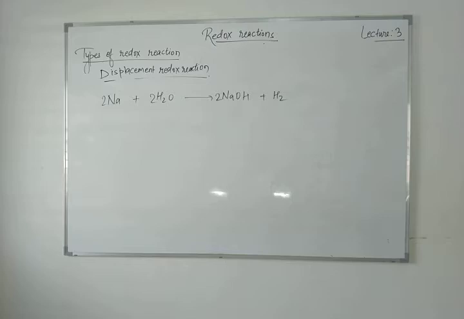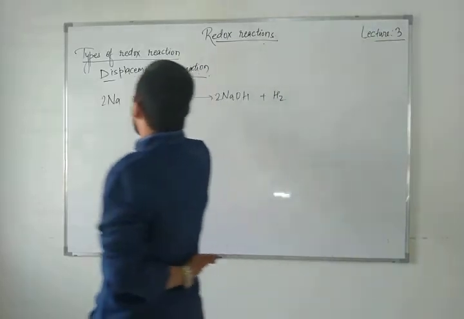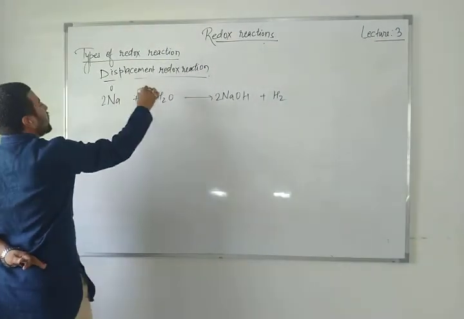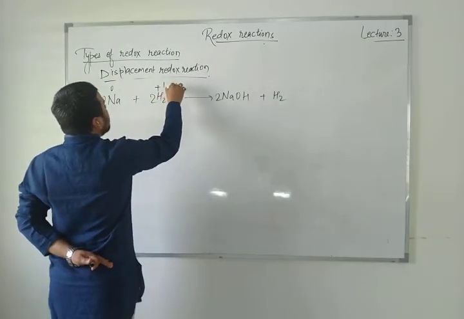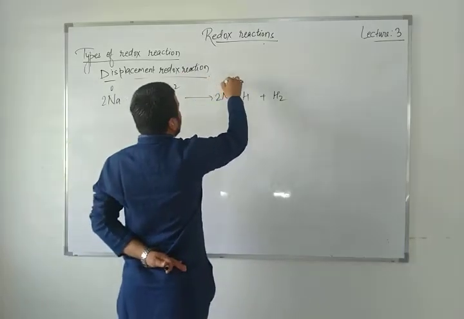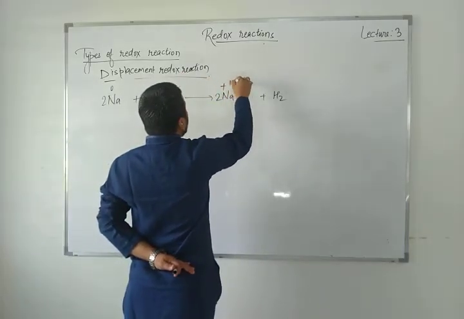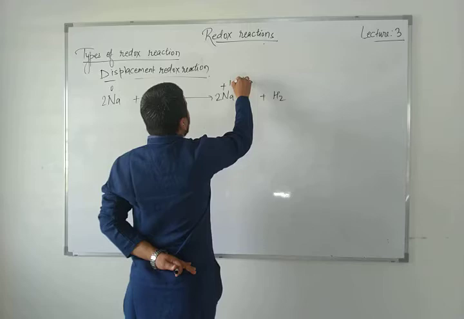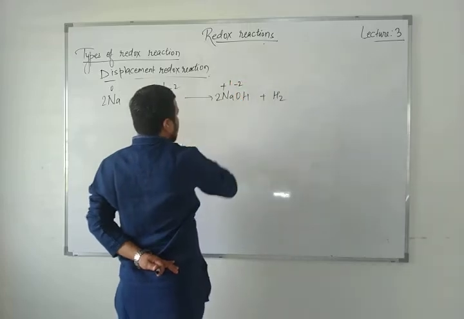Less active metals such as magnesium and iron react with steam to produce H2 gas. But here you should remember that sodium and water give you sodium hydroxide and hydrogen. So here you have to check how it is a redox reaction. First of all, you know very well, sodium here exists in the zero oxidation state, hydrogen +1, oxygen -2. Here, sodium +1, oxygen -2, hydrogen +1, right?